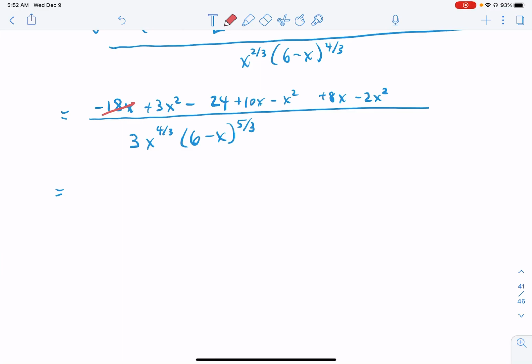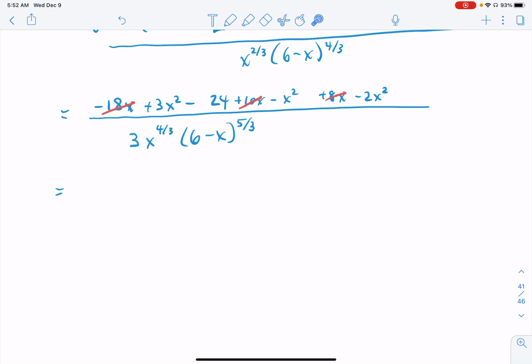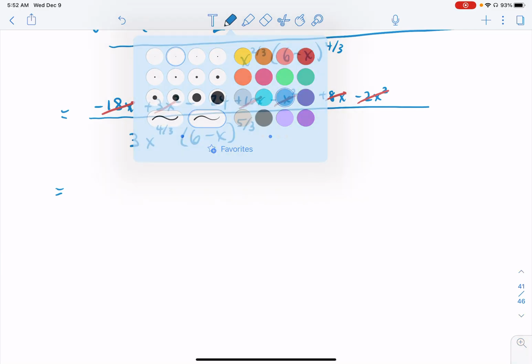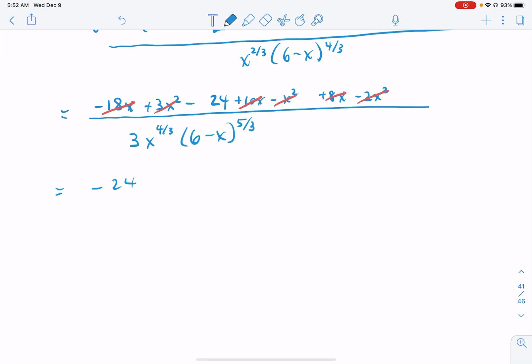Gone, gone, and gone. Not only that, we have a negative x squared, a negative 2x squared, that's a negative 3 of them, together with this positive 3, they cancel out too. Did you have your cancellation crayon handy? Because look at what happened. Can you believe this? Negative 24. It's the only thing that's left up top. Over 3x to the 4/3, 6 minus x to the 5/3.